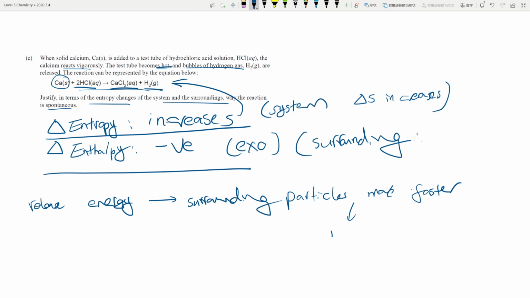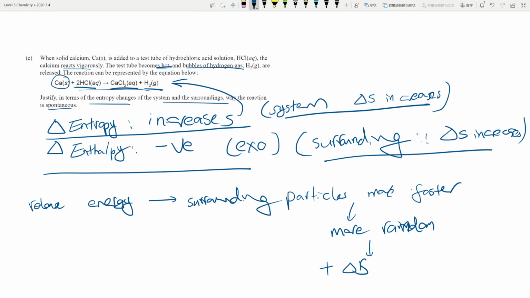When they move faster, doesn't that mean it's more random? They become more random. They move around, so it's more random. When they're more random, therefore the change of entropy increases. So the surrounding entropy also increases. So you have an entropy increase in the system, you have an entropy increase in the surrounding. Therefore, if you just add these together, the total amount of entropy will be positive. Therefore, the reaction will be spontaneous.